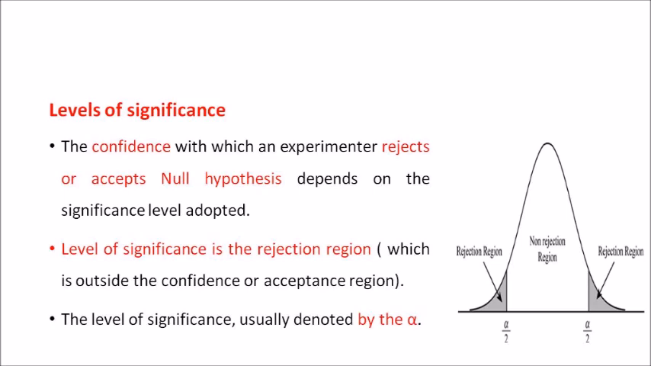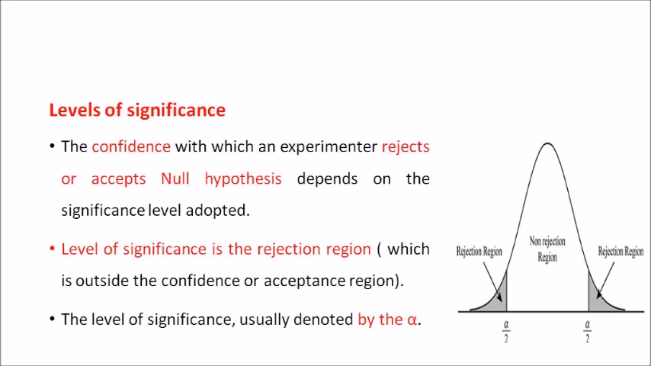Okay, and most importantly, it is the rejection region. The level of significance is the rejection region, which is outside the confidence or the acceptance region. I'll explain this statement using this graph. It is a bell shaped graph. So we have an acceptance region and we have a rejection region. You know when we will accept a null hypothesis and when we will reject a hypothesis on the basis of p-value, that I have told you earlier.